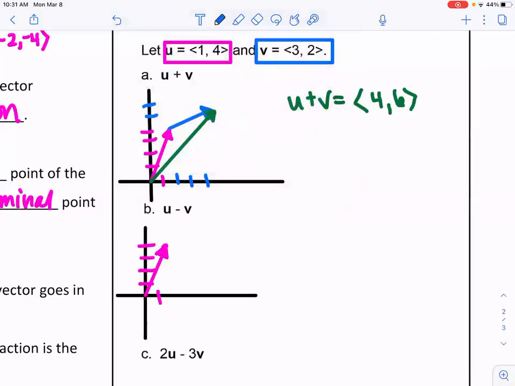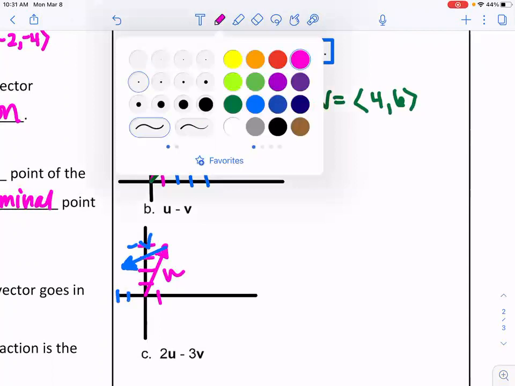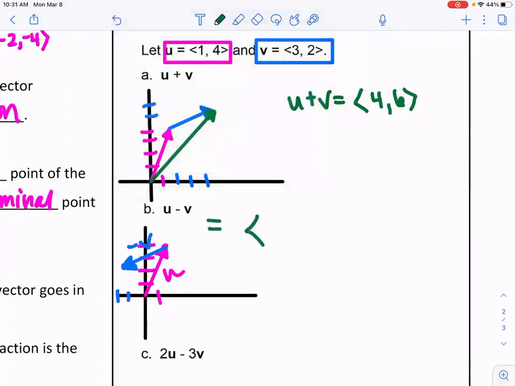Okay, here's my vector u. If I'm going to subtract vector v, then that means I'm adding the opposite. So I'm adding -3, -2. Okay, now what do we get out of the deal? What's our vector when we subtract them?